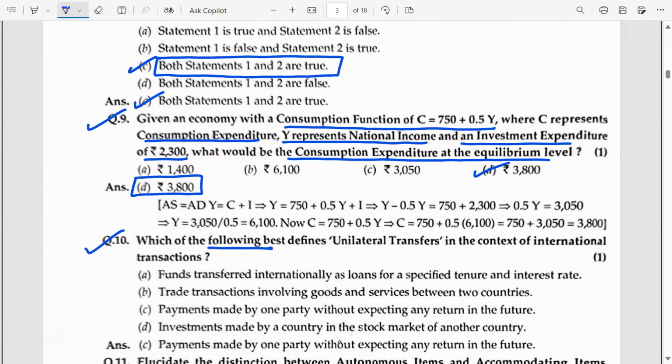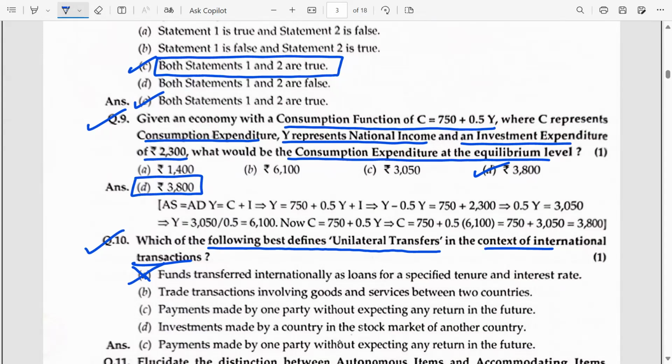Question 10. Which of the following best defines unilateral transfers in the context of international transactions? Now remember from my lectures on national income, unilateral transfers are one-sided transfer payments where you have not produced any good or service. Any transfer payments which are without exchange for any good or service. And unilateral means one-sided. So funds transferred internationally as loans for a specified tenure and interest rate are not unilateral transfers. When you are making loan contracts, you have to repay them in the future. So these are not unilateral transfer payments.